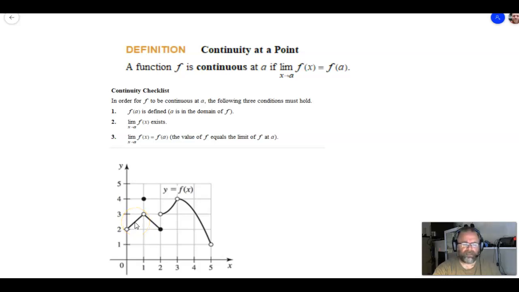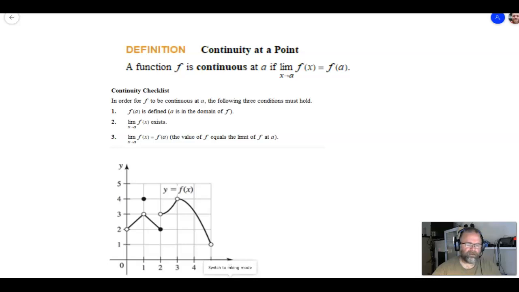In order for it to be continuous here, this function also has to be defined at x equals 0.5, and the value of y has to be 2.5. And it is, because if we put in 0.5, we go right up here, and it's defined right here at 2.5. So this meets all of the conditions for being continuous.